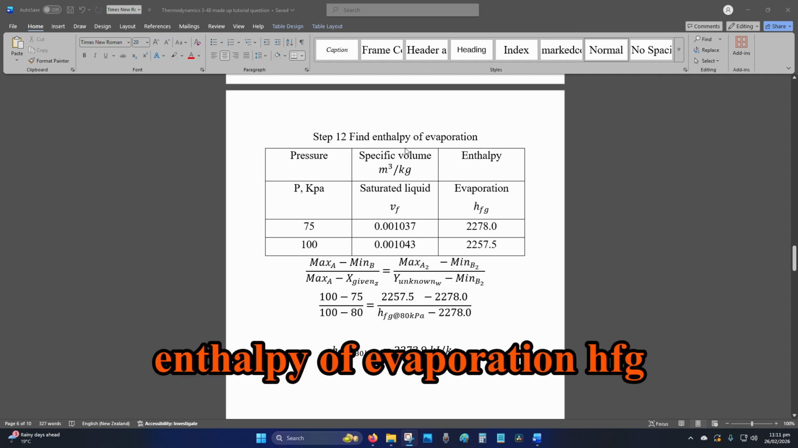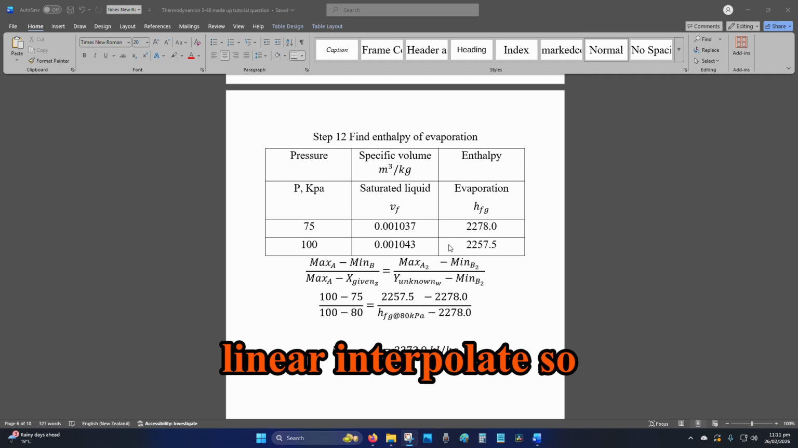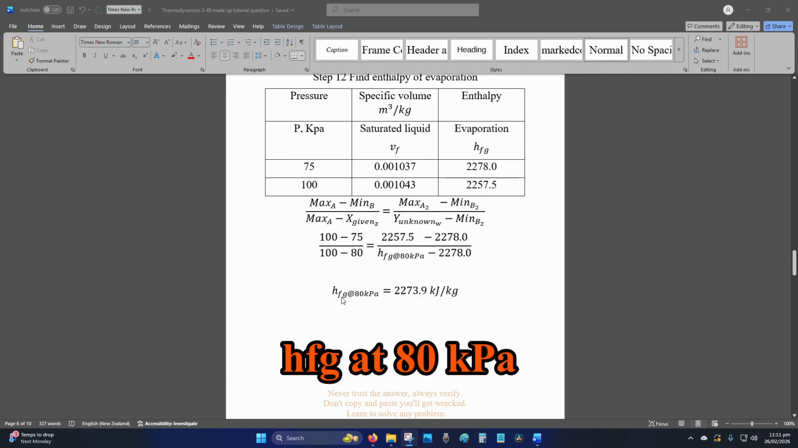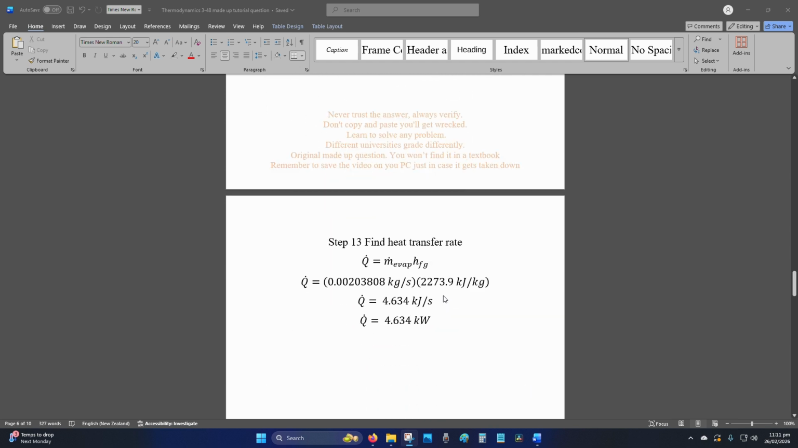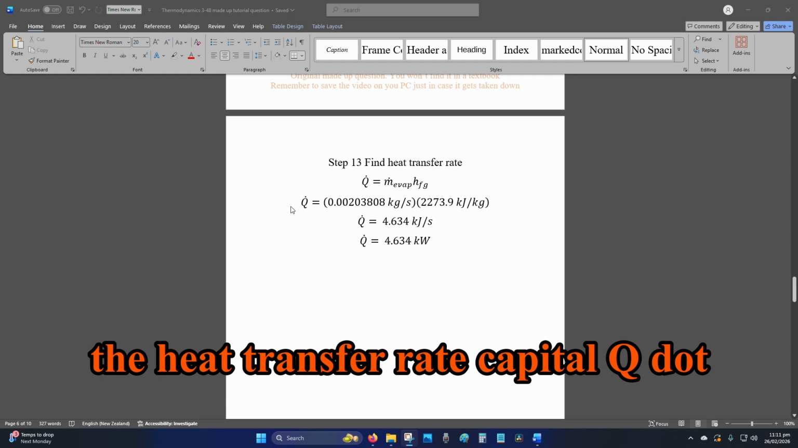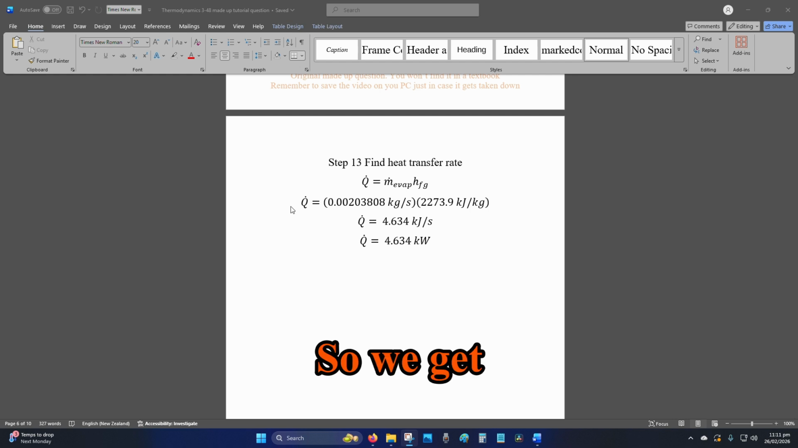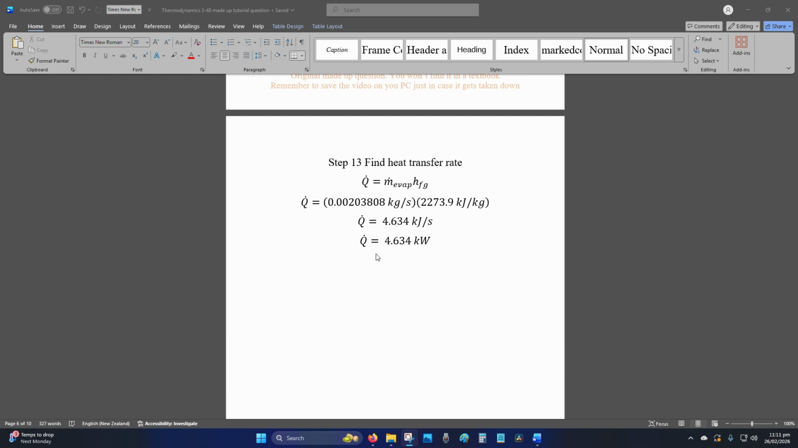Step 12, find the enthalpy of evaporation, HFG. Once again, it's in between, so we need to linear interpolate. So HFG at 80 kPa, once you've done your linear interpolation, is 2,273.9 kilojoules per kilogram. Finally, step 13, we can backtrack and find the heat transfer rate, capital Q dot. So we get 4.634 kilowatts as the final answer for the heat transfer rate.